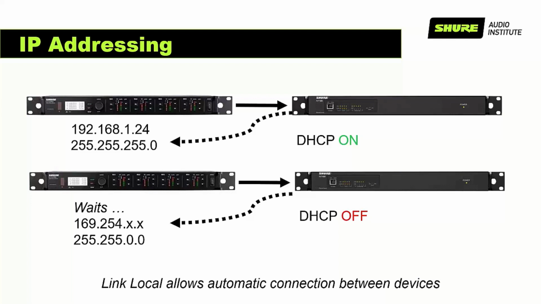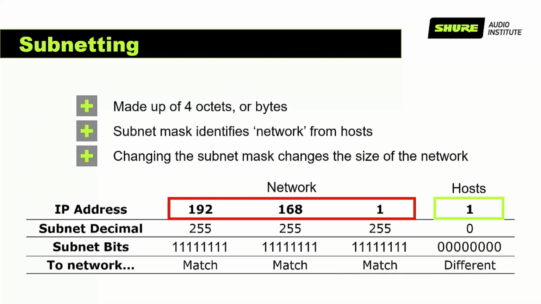And in terms of subnetting, the reason that it is so closely related to IP addressing, if we move forward, is that it follows the same structure. It is made up of 4 octets, or those 32 bits, and its purpose is to identify how much of that IP address is my network and how much of that IP address is remaining for hosts, for specific devices. And changing the size of this subnet mask changes the size of the network and also changes the amount of hosts that are available for devices on the network.